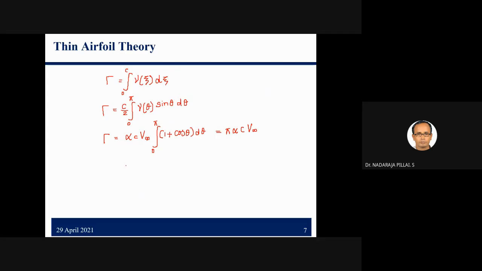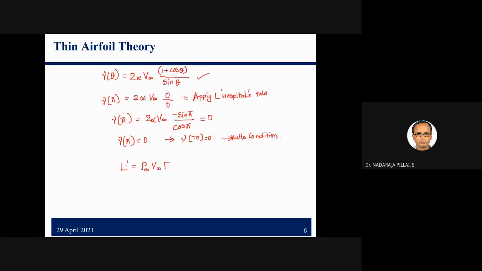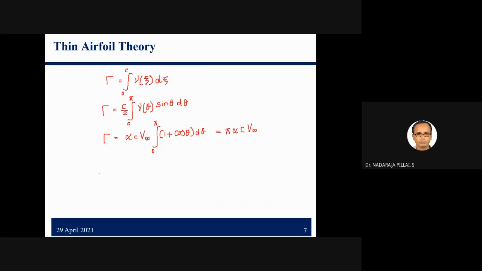Now we know gamma, and let us substitute this into L dash equal to rho V gamma. So L dash is equal to rho infinity V infinity gamma, and we can write that as pi alpha c rho infinity V infinity square. So this is lift per unit span.